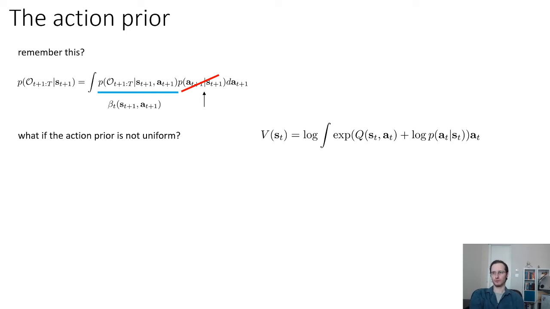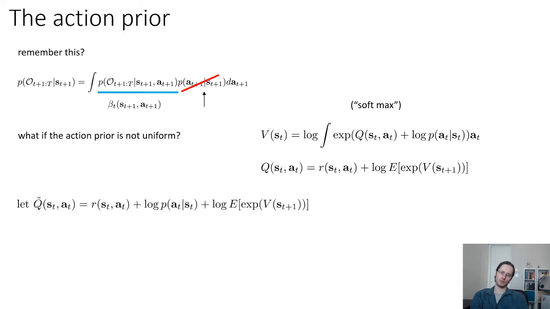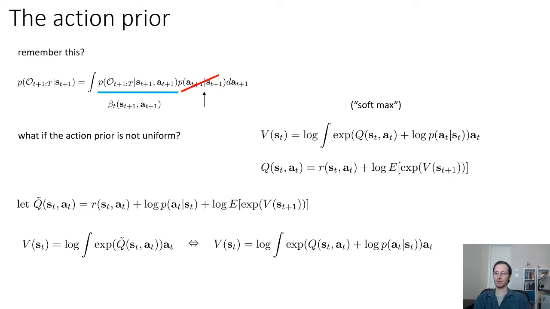Well, if the action prior is not uniform, then our expression for V of s_t becomes a little bit more complex. Instead of being the log integral of the exponentiated Q, now it's the log integral of the exponentiated Q plus the log probability of the action given the state, where our Q is defined like this. So if we redefine Q to be a different quantity Q tilde, which is given by r plus log p of a_t given s_t plus the log expectation of the next value, then the corresponding value function is just the log of the integral of the exponentiated Q tilde. So this makes it apparent that if we simply add log p of a_t given s_t to the reward, and then do everything the same way we did before as though the action prior was uniform, we'll recover exactly the right answer as we would have if we had properly accounted for a non-uniform action prior.